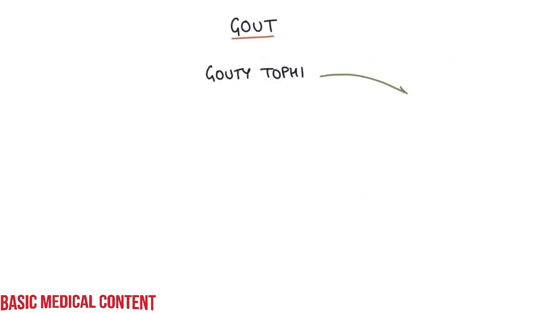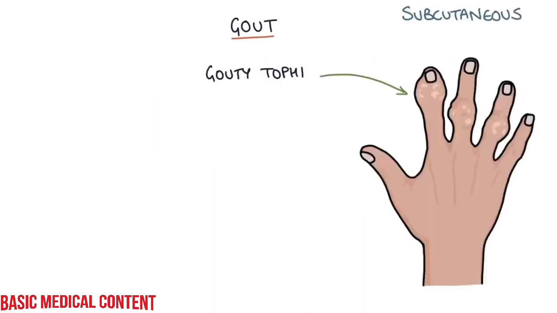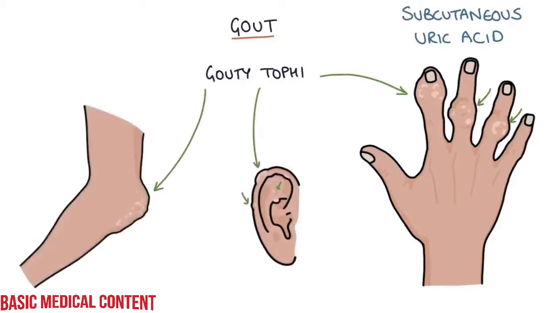Gouty tophi are subcutaneous deposits of uric acid under the skin rather than in the joint. These subcutaneous deposits typically occur around the small joints and connective tissues of the hands, the ears, and the elbows. The DIP joints, or the distal interphalangeal joints at the ends of the fingers, are the most affected joints in the hands.